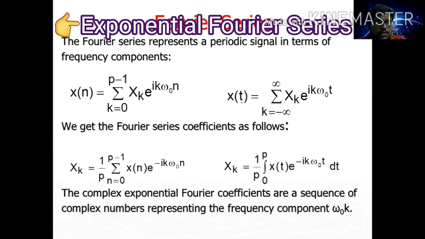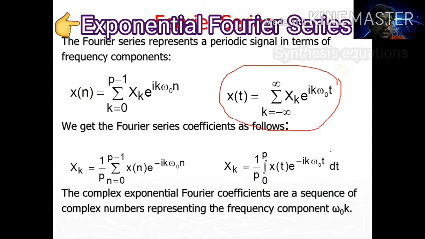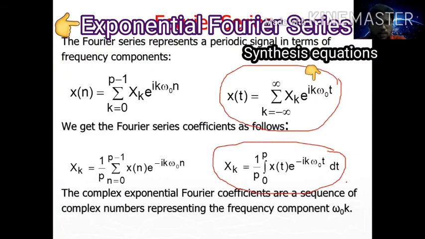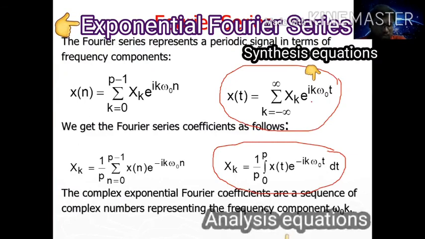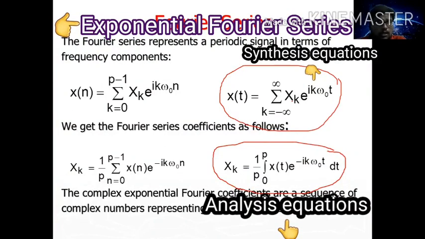Then x of t is equal to summation k equal to minus infinity to infinity X of k e power j k omega naught t. This is the synthesis equation, and the earlier one is the analysis equation. This is what we call the exponential Fourier series. Here X of k are called Fourier series coefficients. x of t and X of k represent Fourier series pairs. The Fourier series pair of x of t becomes X of k.